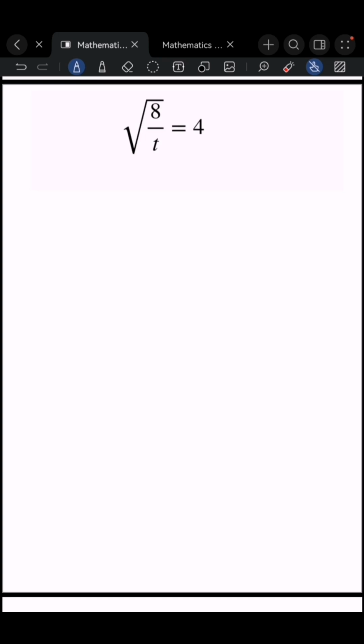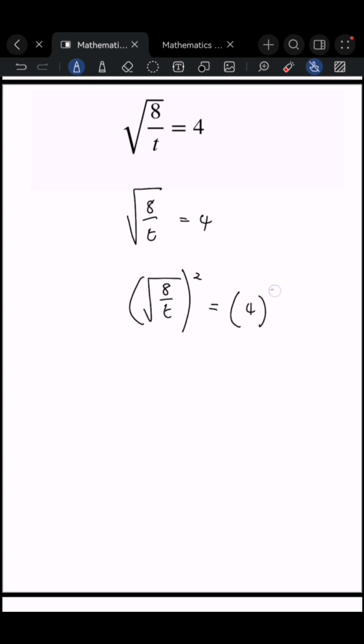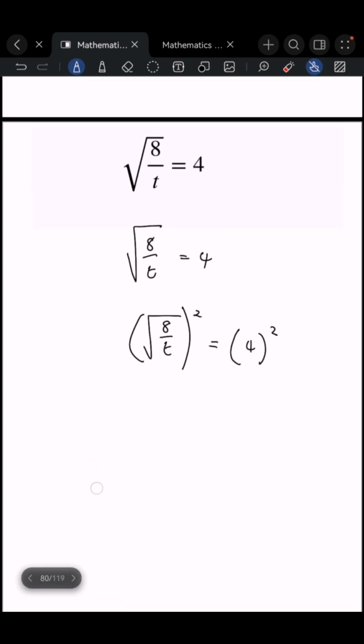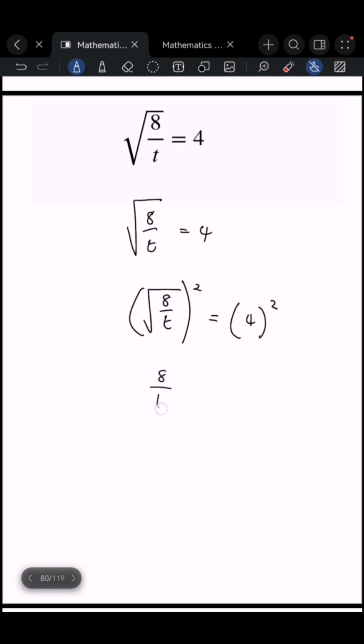Alright, the square root of 8 over t is equal to 4. Solve for t. Therefore we're going to have the square root of 8 over t is equal to 4. You square both sides, you say the square root of 8 over t squared should be equal to 4 squared. Then this side, what we're going to have is 8 over t is equal to 16. Therefore 8 over 16 is equal to t. Then t is equal to 1 over 2.